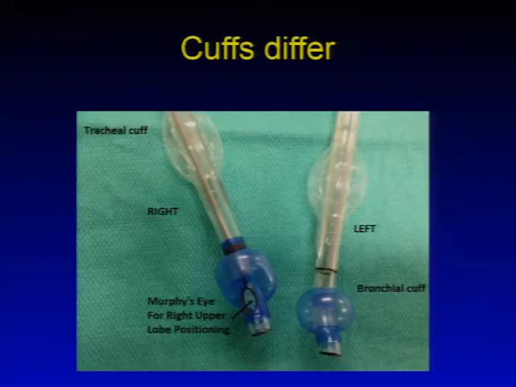The most important issue with regard to the right and left, the differences, involve the fact that the left, because of the takeoff of the left upper and lower lobe, the bronchial lumen only has to have one orifice through which air or oxygen can be administered to the patient. However, in the right-sided double lumen tube, it has two orifices.